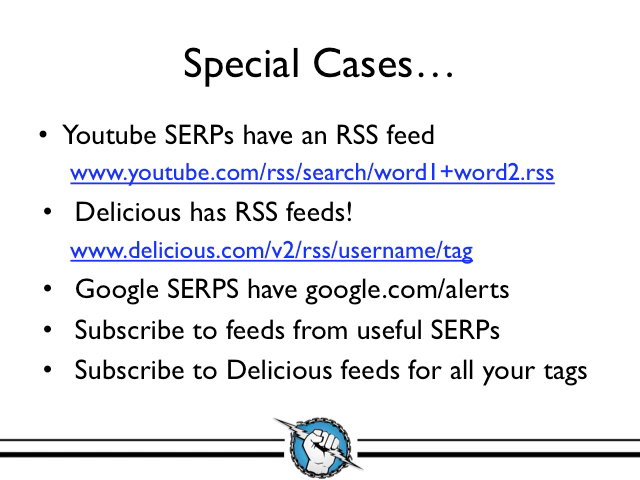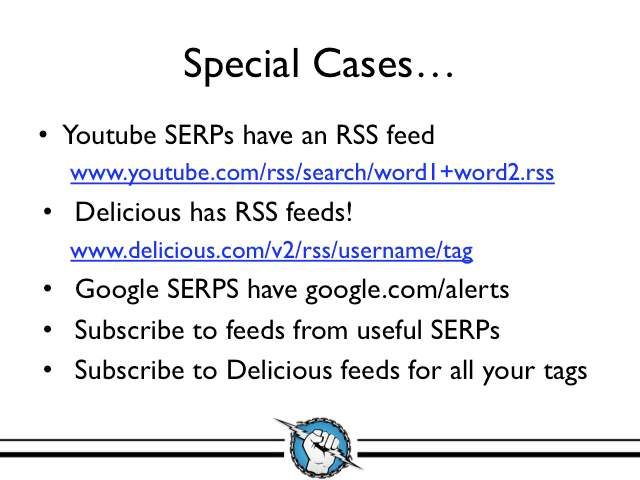Now, there are some special cases. If you're looking at a YouTube search result page, it has an RSS feed button on it, if you're using the RSS subscription extension or if you're going under the bookmarks menu in Firefox, but it's actually a lot easier to just craft your own. It's youtube.com/rss/search and then just the keyword. So if it's dog training, you do dog plus training and then .rss. So word1 plus word2 .rss. And you can subscribe to that and that'll give you a list of new videos in your Google Reader.